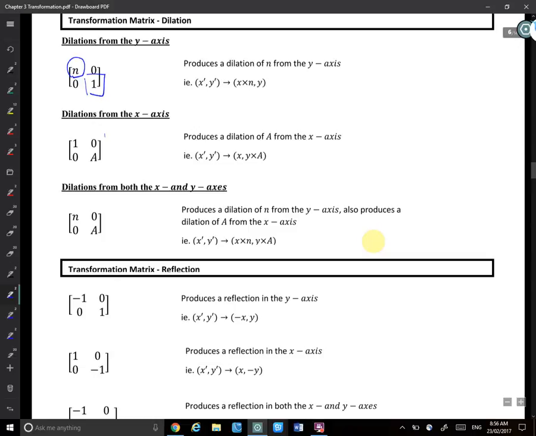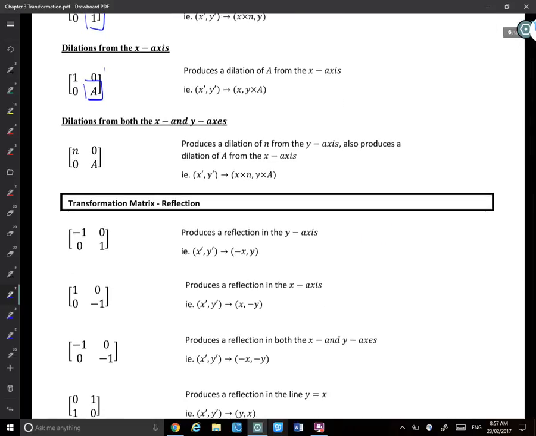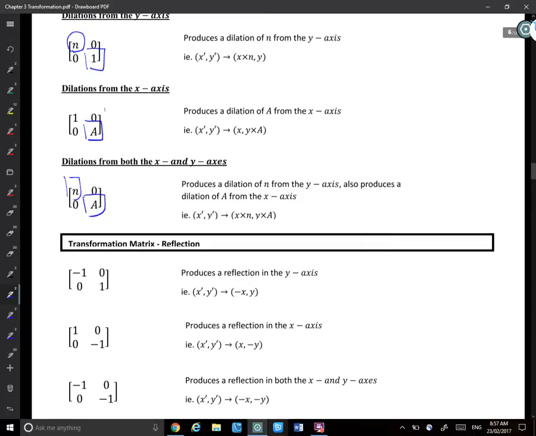And dilate from the x-axis, you will put the y value become n because it's changing the y value. And dilate from both axes, the x will be changed and the y will be changed. So that's like fixed notation. When they say like that, you will write this matrix out.